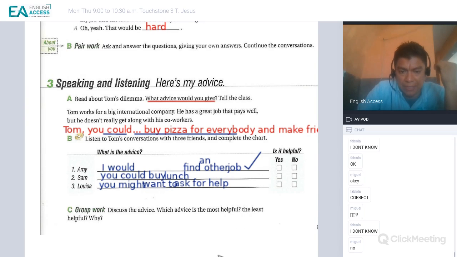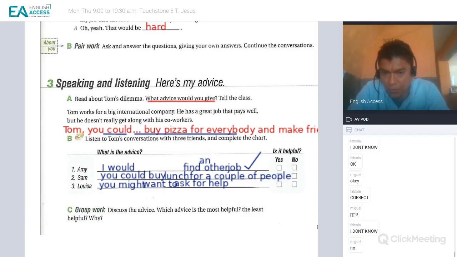Yes. He said in many words, you could take a couple of people to lunch. So that is, you could buy lunch for a couple of people. Okay? So that is correct.